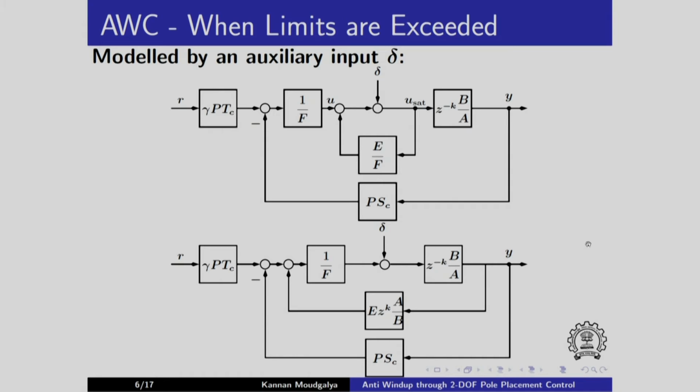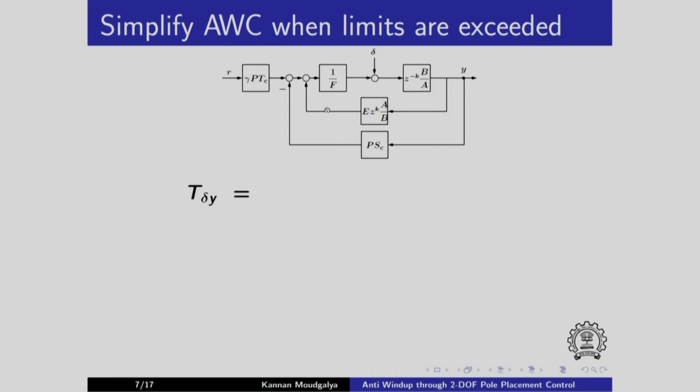Okay, let us further simplify this. Here is the block that we arrived at in the previous slide. Now let us get the transfer function between the signal delta and Y. In particular, we want to understand the effect of this delta on this Y. We want to minimize the effect of this delta on this Y. In order to do that, we identify the transfer function between these 2 points. So T delta Y is given here.